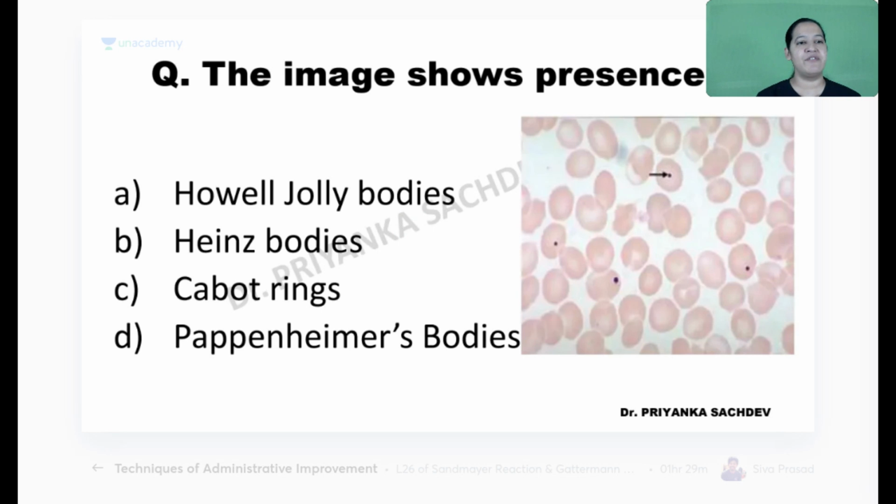So here is the first question in front of you. You have to be fast enough. The image shows the presence of... Can you see the image? Do you want me to zoom out? Can you see the image? There is an arrow in the image. So that arrow is marking what?